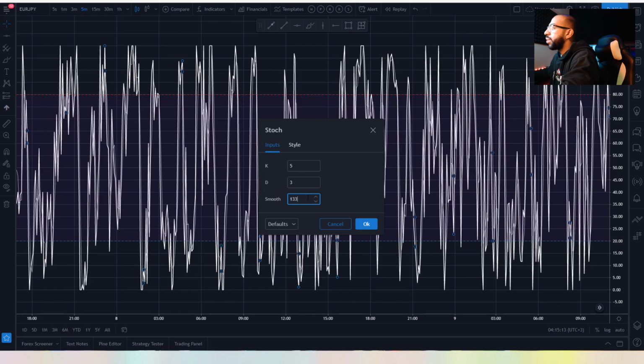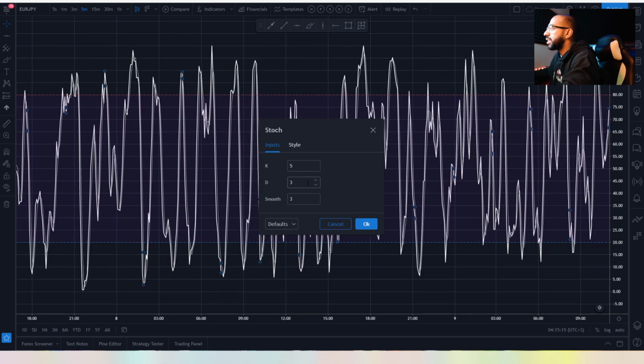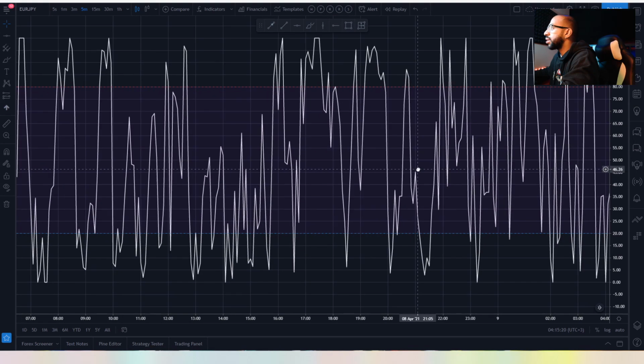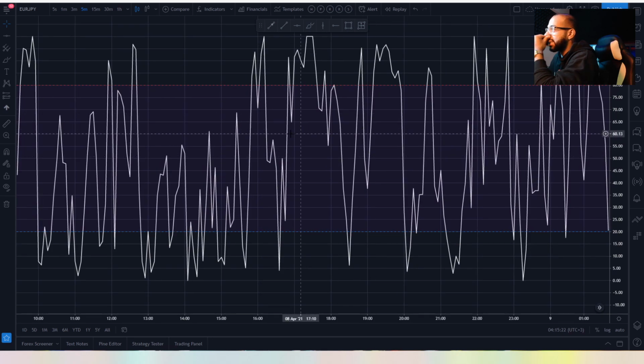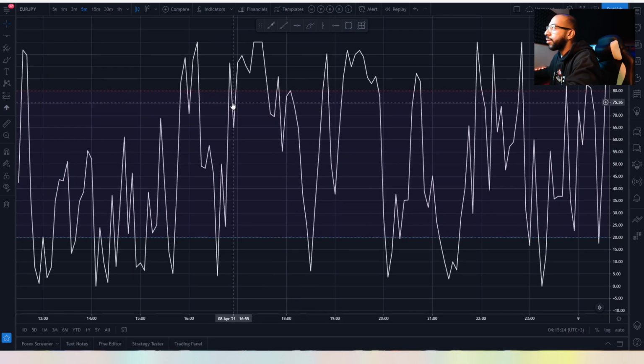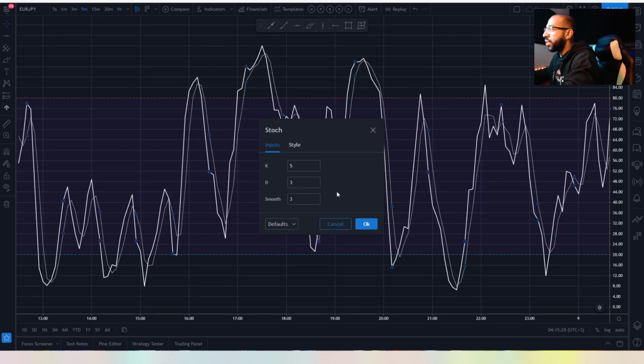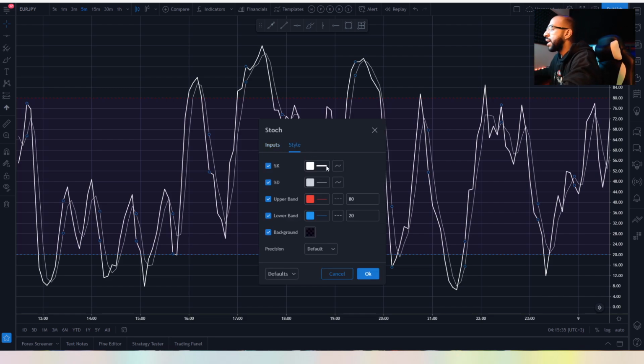Here's why. Because when it's on 1, 1, you're only going to see one stochastic line. So I'm zooming in so you guys can see this a little bit better. There's only one line here, okay? When I trade, I like to see 2 of them. And there's a reason to it. There's a method to my madness, okay? So just follow along with me. You can change it to 5, 3, 3. And these are my settings.